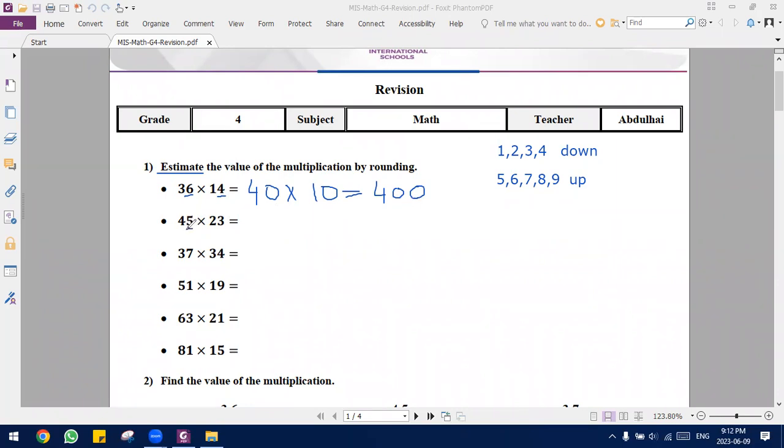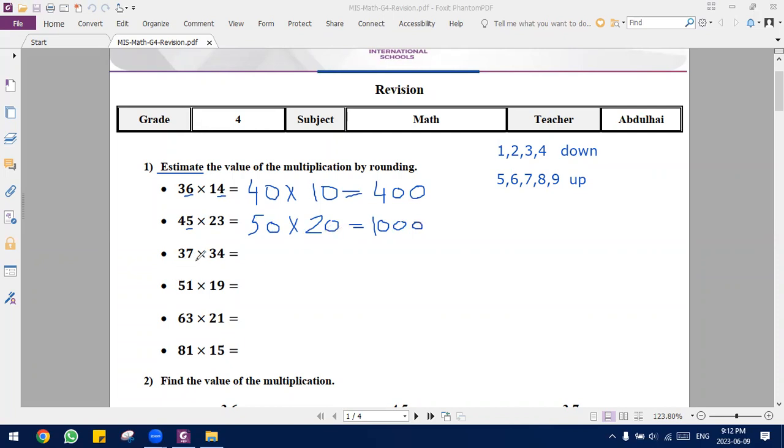Then next one, 45. Again, I check the 5. 5 means round up. So this will be 50 times 23, which is round down, which will make it 20. As I said, forget about the zeros. 5 times 2, 10. Now how many zeros do I have here? I have 2. Let me add them. So the estimation is 1000.